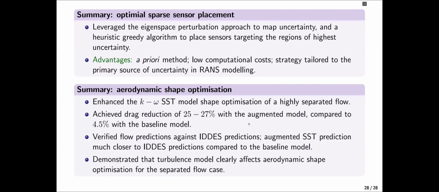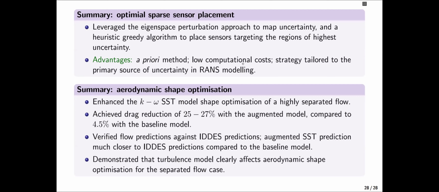So here's a quick summary of the 2 parts of the presentation. In terms of the sensor placement, we used eigenspace perturbations to create an uncertainty map, and then we used that map to place sensors in regions of highest uncertainty. The advantage of the approach is that it's a priori, so we don't need to do data assimilation while we're placing sensors. You place the sensors and then you do data assimilation.